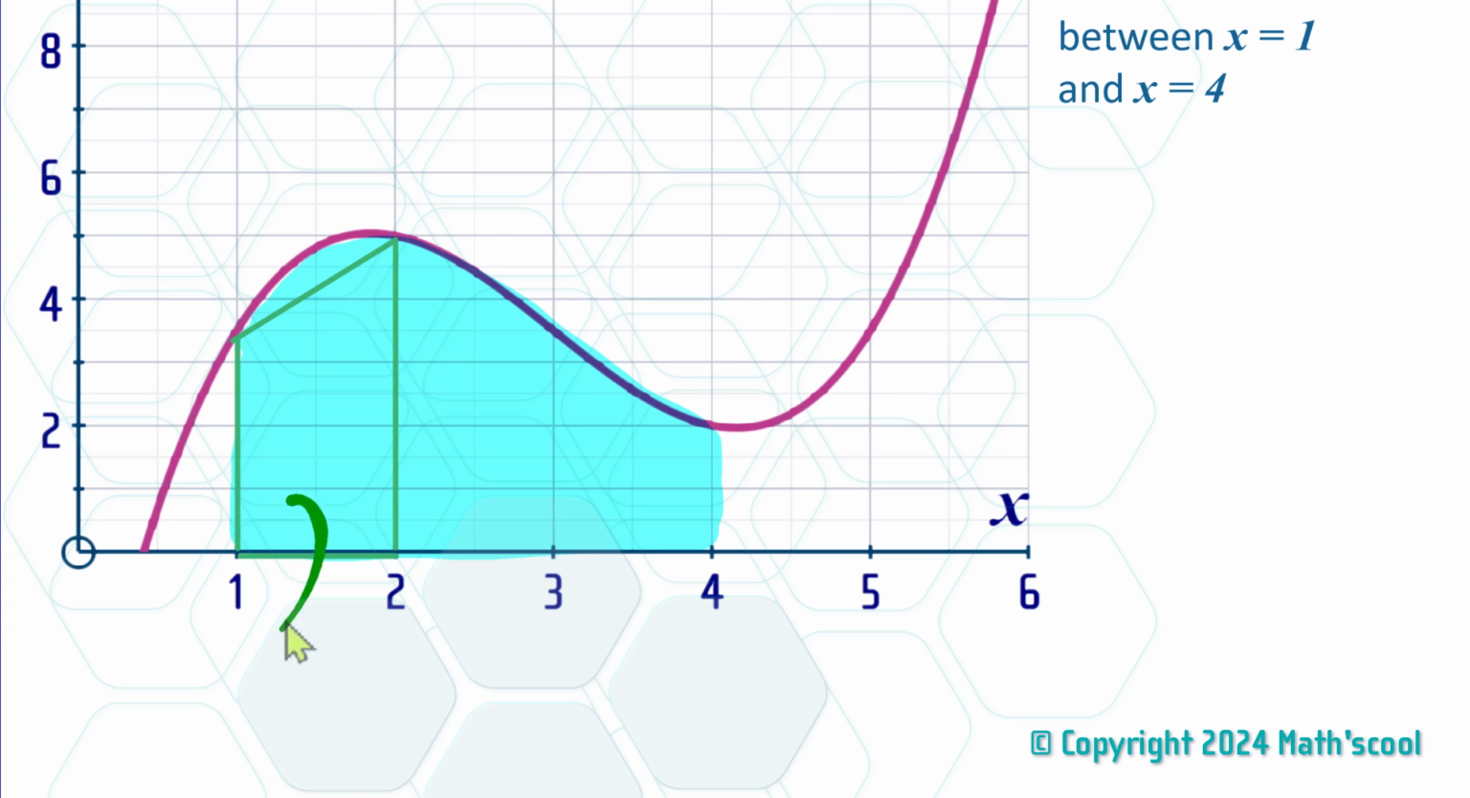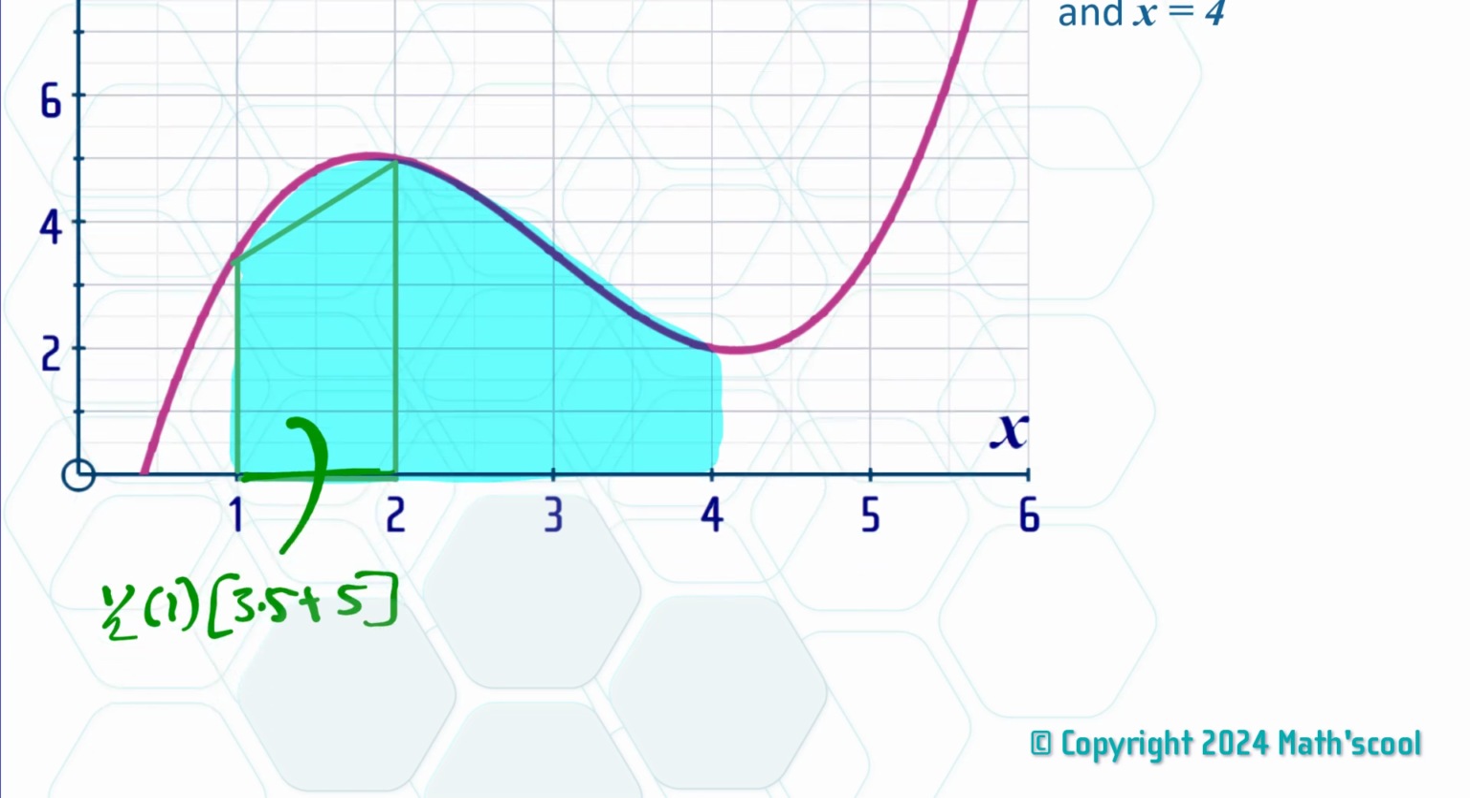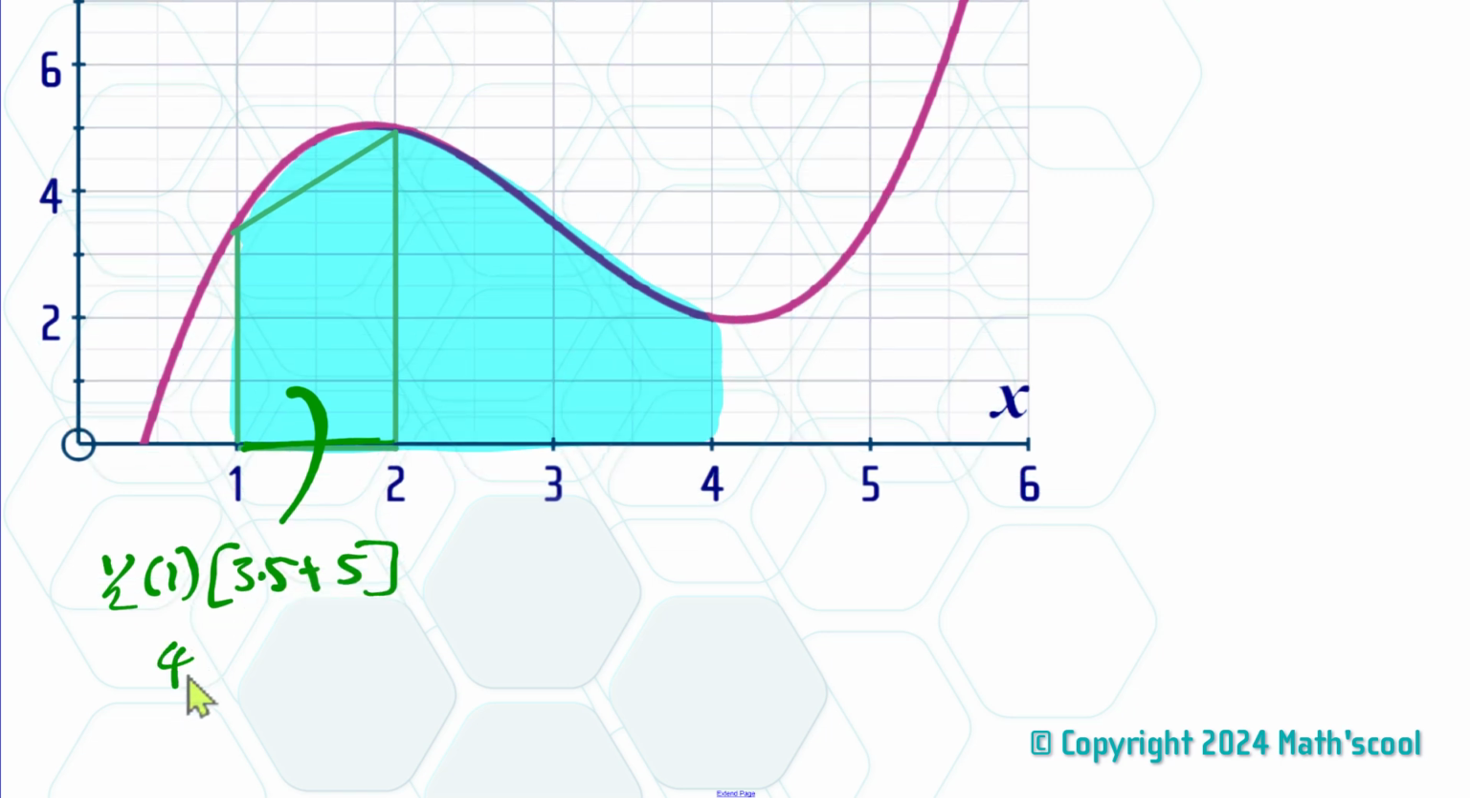Okay, so this area is going to be a half. h is the gap between the two parallel sides, which is 1. a is this length here, which looks like, well, that's 2, that's 3, that looks like 3.5. 3.5 plus b is, well, that's bang on 5. So that gives me 8.5 divided by 2, which is going to give me 4.25. 4.25 is that area there.